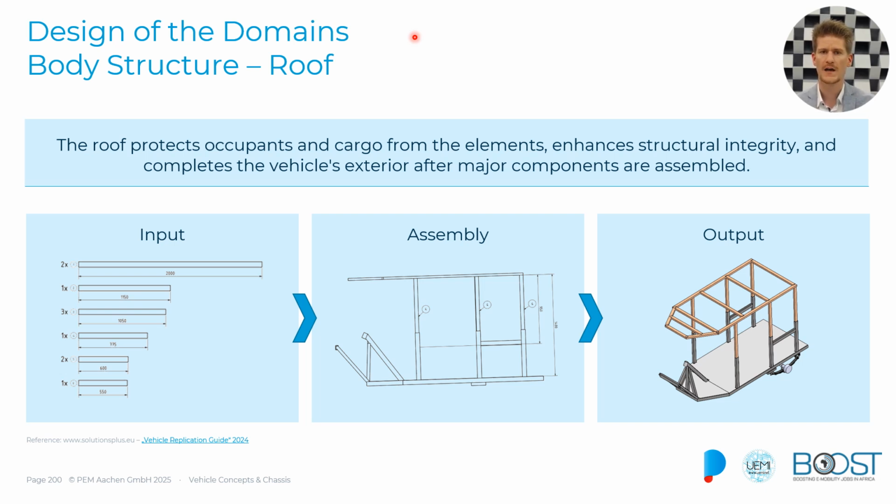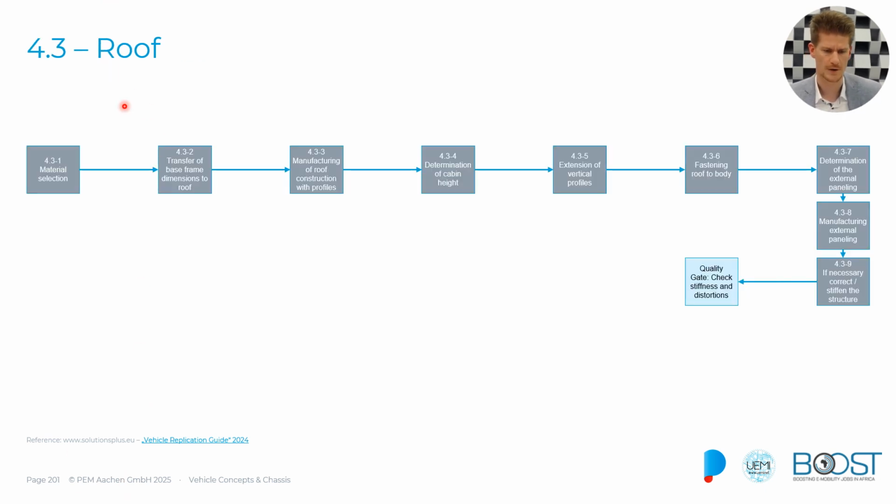So let's have a look at the process. We will start with the material selection, then the transfer of base frame dimensions to the roof. We will manufacture the roof and construct it with profiles. Then we will have the determination of the cabin height, the extension of vertical profiles, the fastening of the roof to the body, determination of the external paneling, manufacturing the external paneling, and if necessary, do some corrections.